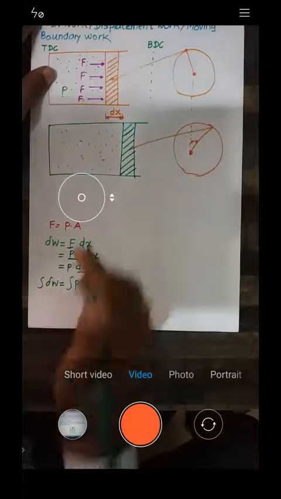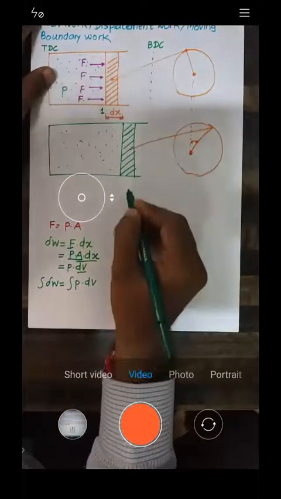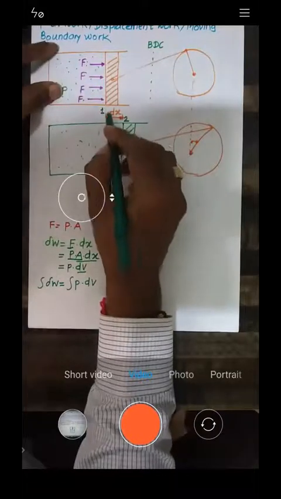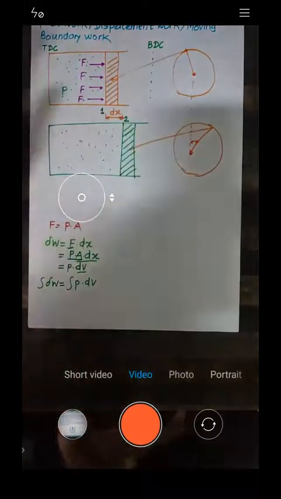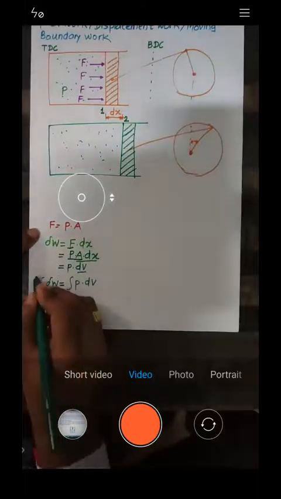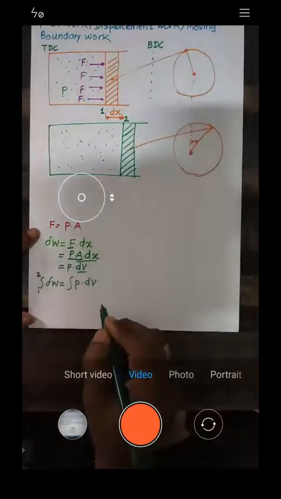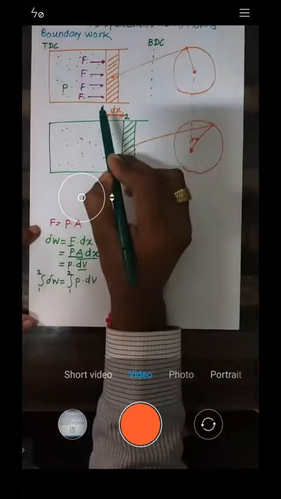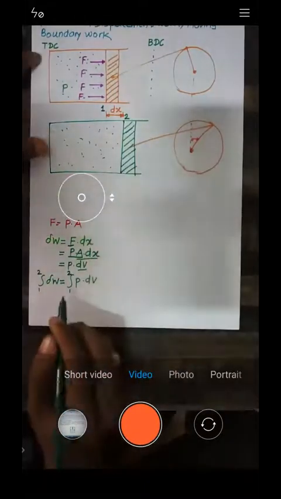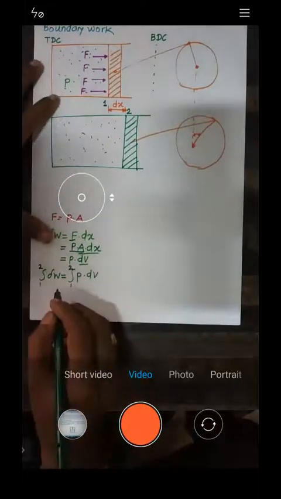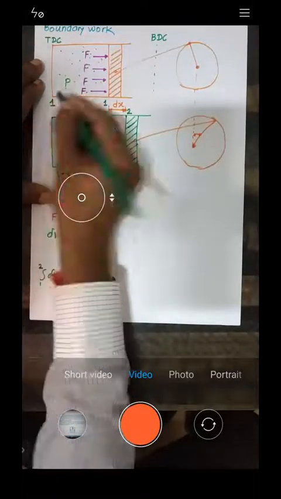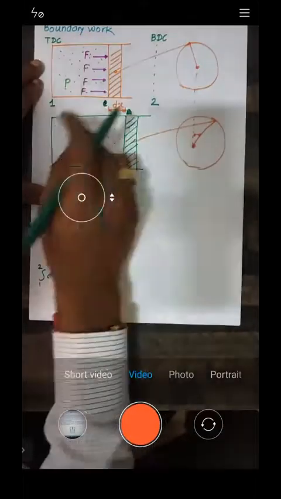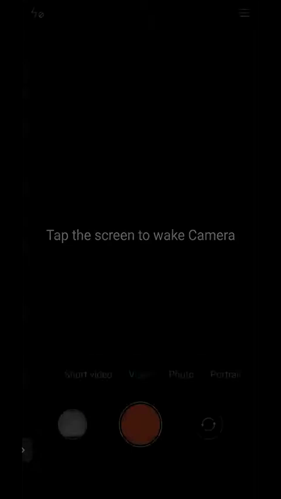Is that okay? If I consider the initial position as 1, this is the initial position 1. When force is added, the new position is 2. So I will integrate this for process 1 to 2, and I will write down the integration limits 1 to 2 here, because I want to integrate it for process 1 to 2. Otherwise, let's call this top dead center as 1, and let's call this bottom dead center as 2.